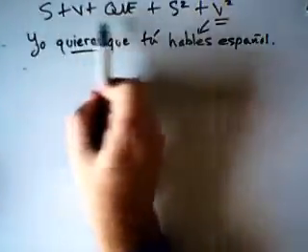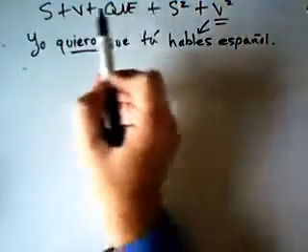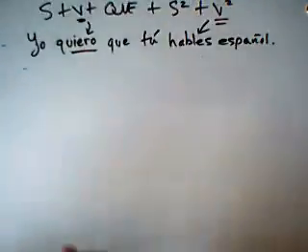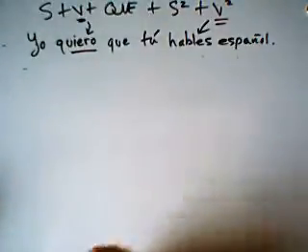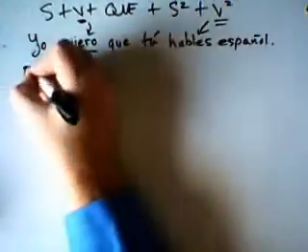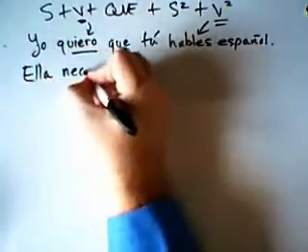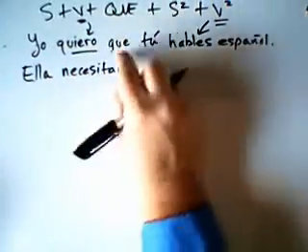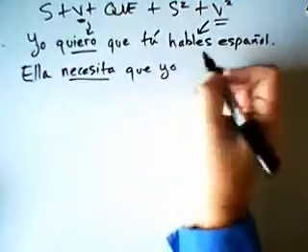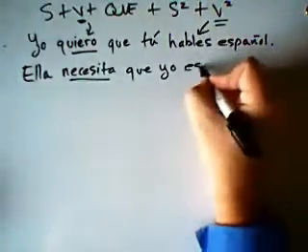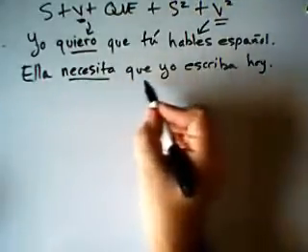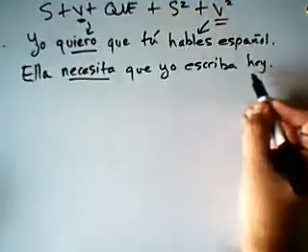The reason is because it follows a syntactical structure pattern, and our verb in the main clause is a verb of persuasion or volition, somebody wanting someone else to do something. Take a look at some other examples. How about, she needs me to write? She needs me to write. Okay? Ella, first subject, necesita, necesitar is another verb of persuasion or volition. Que, here the second subject is yo, that I write today, escriba hoy. So she needs que yo, me, to write today.